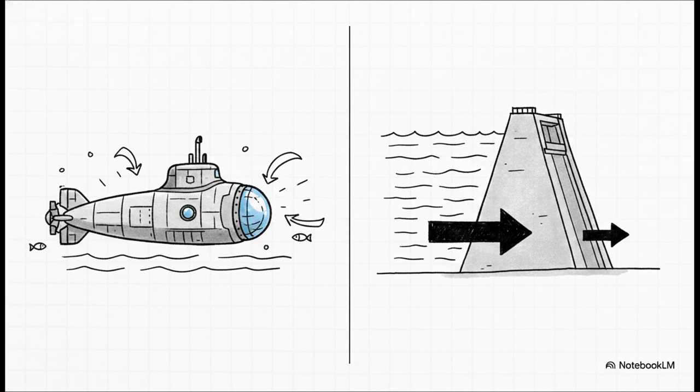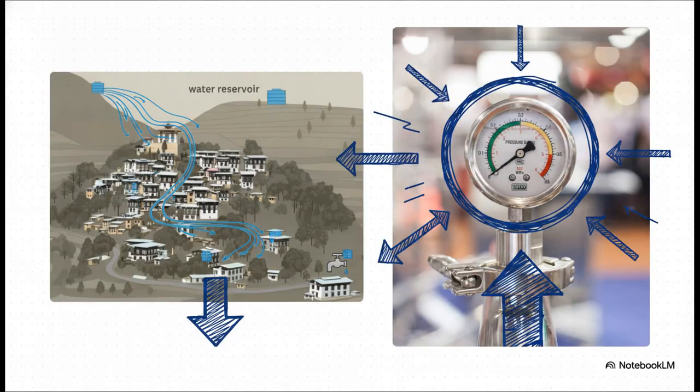And we see the exact same principle in architecture. Massive water dams are purposefully built to be much thicker at the absolute bottom than at the top, simply because the water pressure at that depth is the most extreme. But we don't just fight water pressure. We actually use this physics to our advantage.